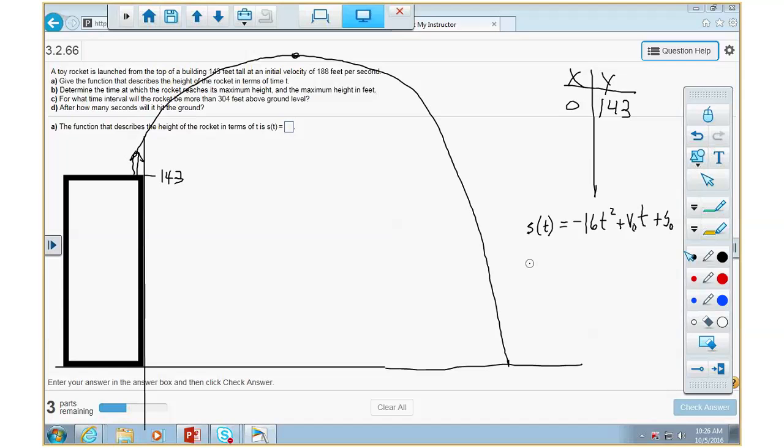So S of T equals negative 16 T squared, plus, what's our initial velocity? 188? What's S of 0?